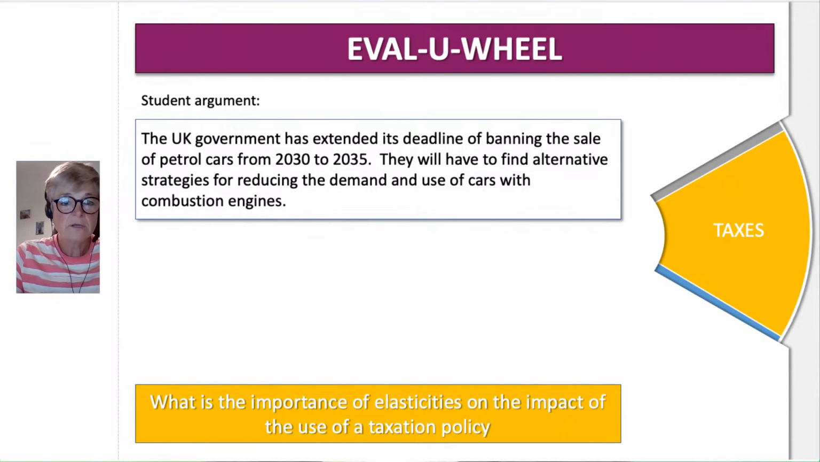At the moment, an alternative strategy for reducing demand for cars using combustion engines is, of course, to tax petrol and diesel. We want you to come up with a line in the chat box saying how important is elasticity on the impact of that taxation policy in reducing demand for cars. Is it any good? Is it working? That taxation policy to reduce the demand for cars. So try and use elasticities in your response.